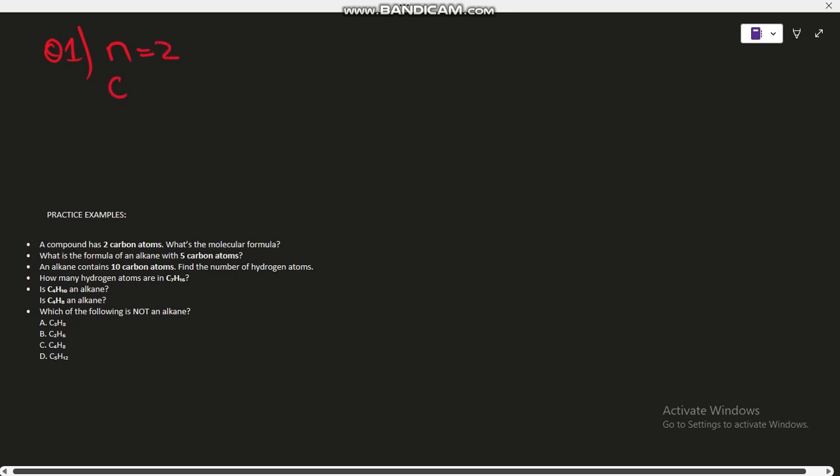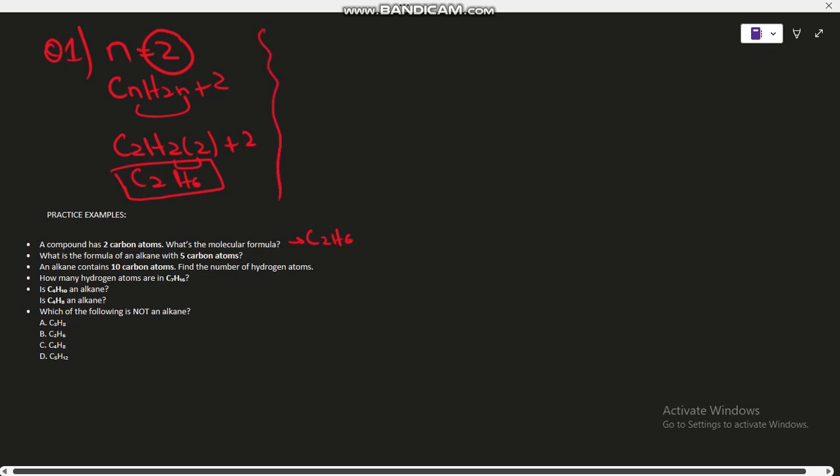And if we look at the formula, which is CnH2n+2, we'll place this 2 in place of both n's. So this becomes C2H(2×2+2). This is C2, this becomes 4, and plus 2 is 6, so this is C2H6. So now we figured out the molecular formula, which is C2H6.